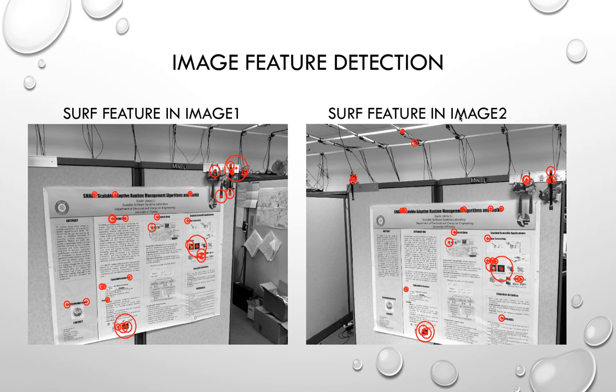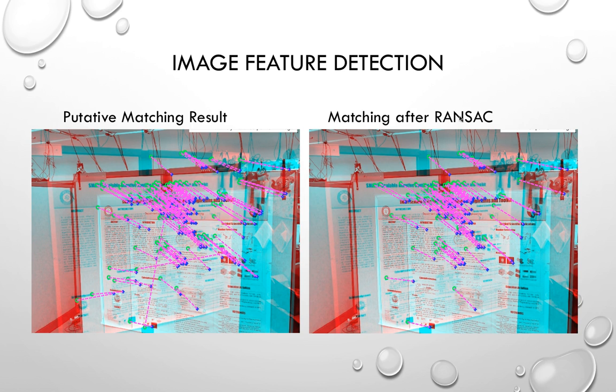The left figure shows the several strongest SURF features detected in image 1, and the right figure shows the several strongest SURF features in image 2. The circles with a larger diameter mean larger features. Then the left figure shows the image match result. It is actually the putative match result, meaning it is just the correlation match result, and it contains lots of errors like this one. After using RANSAC to remove the outliers, we can get a very clear result.